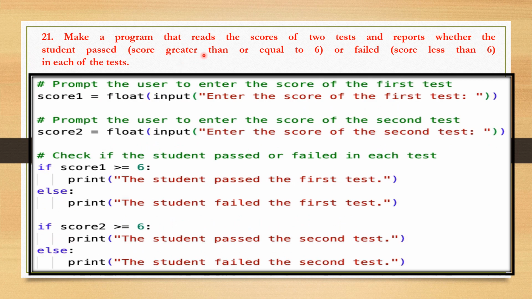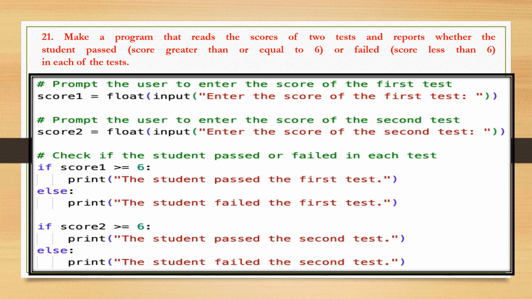The next program is to read the scores of two tests and report whether the student passed or failed. Here we prompt the user to enter the score of the first test and the second test and check if score 1 is greater than or equal to 6. So print the student passed the first test, else we say the student failed the first test. Then check the score of the second test.